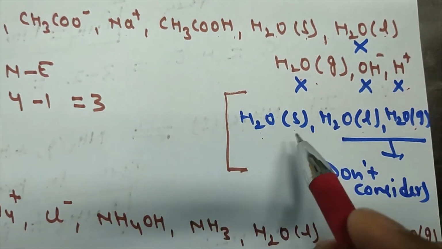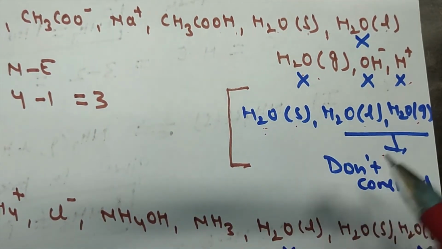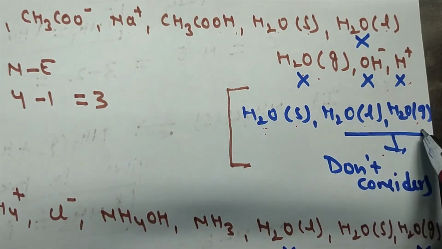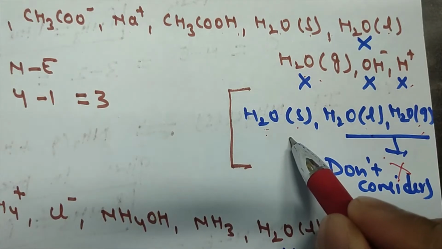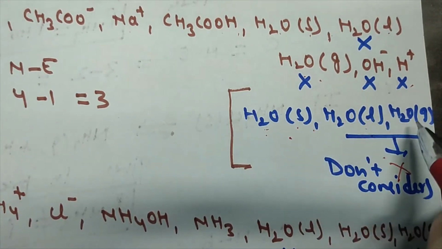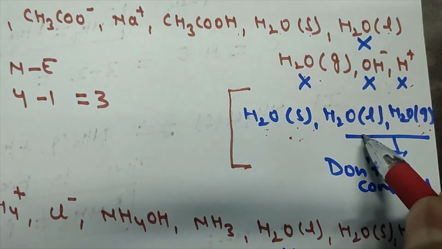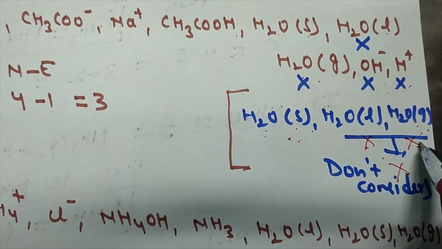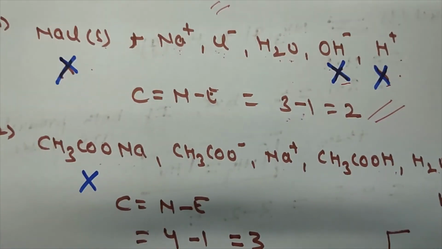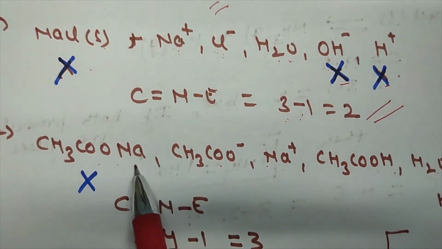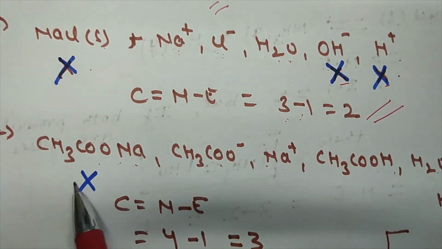Okay, if it is mentioned there like H2O solid, H2O liquid, H2O gas, then don't consider their liquid and gaseous state, just consider only the solid one. It means don't consider 3, we may consider only 1. So just cut solid, liquid and gas, you will really mention H2O liquid. Now here these are the ions, these are the solid of that ions, because they will combine to form CH3CONa, so you may cut this one.